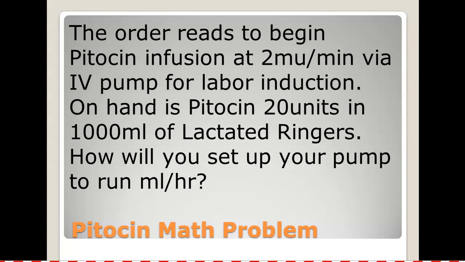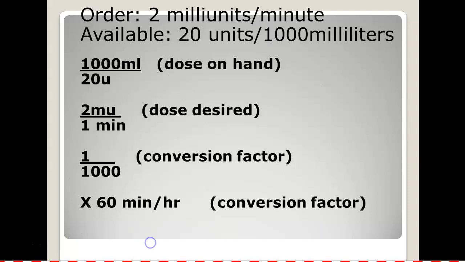So we know on hand is Pitocin 20 units. So there's 20 units in 1,000 milliliters of lactated Ringer's. So how do we set up our pump to run this? I will say that most smart pumps these days will allow you to just program it right in. There's a Pitocin program in there, but it is good to know because there are some hospitals or some units that have the older IV pumps, and you need to know how to convert this so that you can set your pump properly.